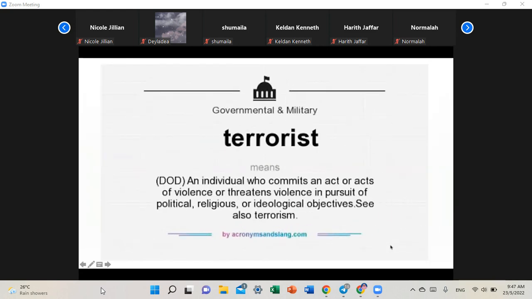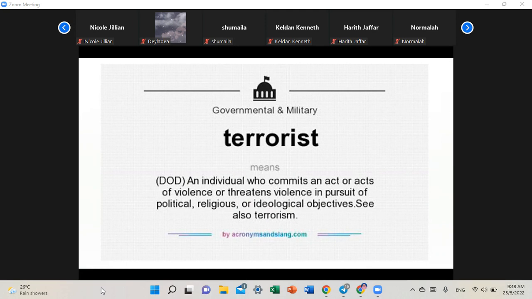Okay, and then here we have the definition of terrorism: an individual who commits an act of violence or threatens violence in pursuit of political, religious, or ideological objective. Okay, so terrorists started to take the center stage of attention post the 9/11 attack, in which their radicalism always involved radicalism in terms of politics, religious, or ideology.